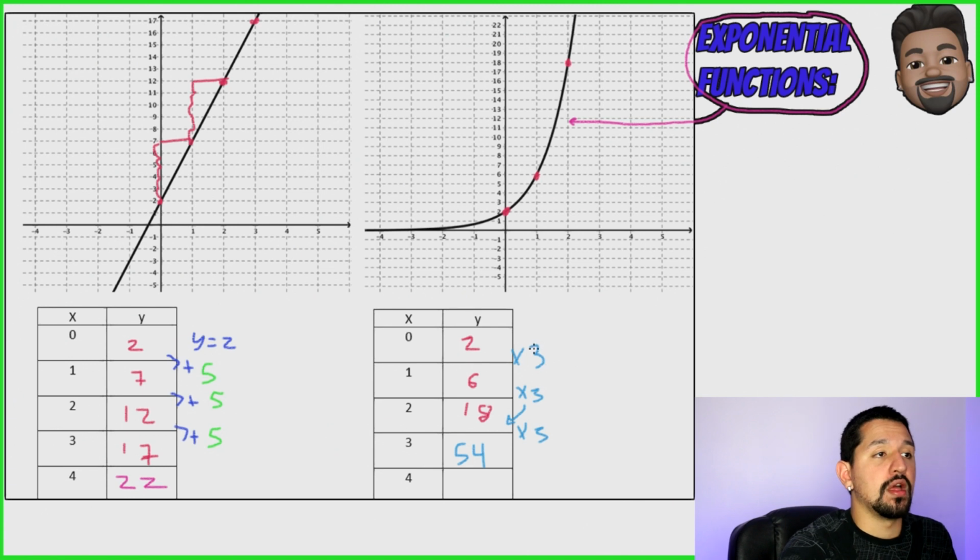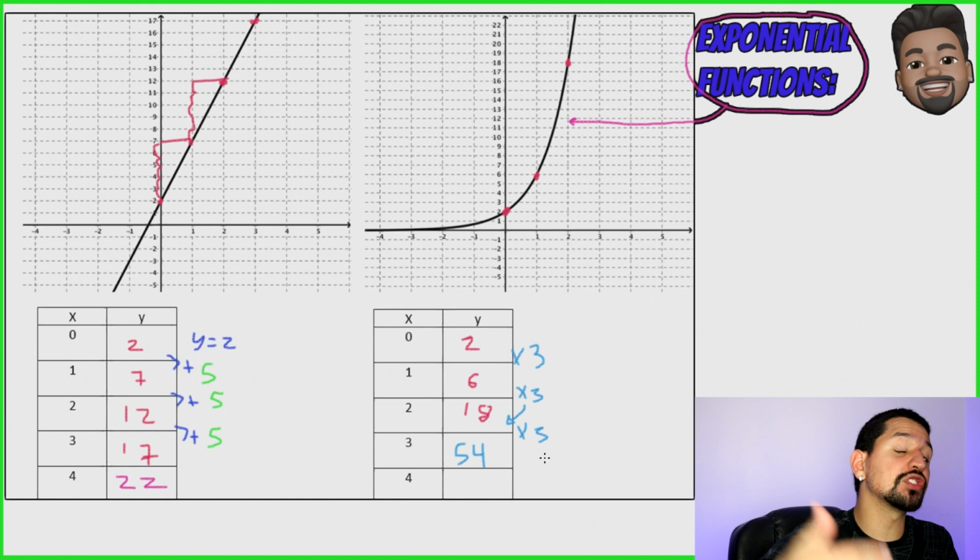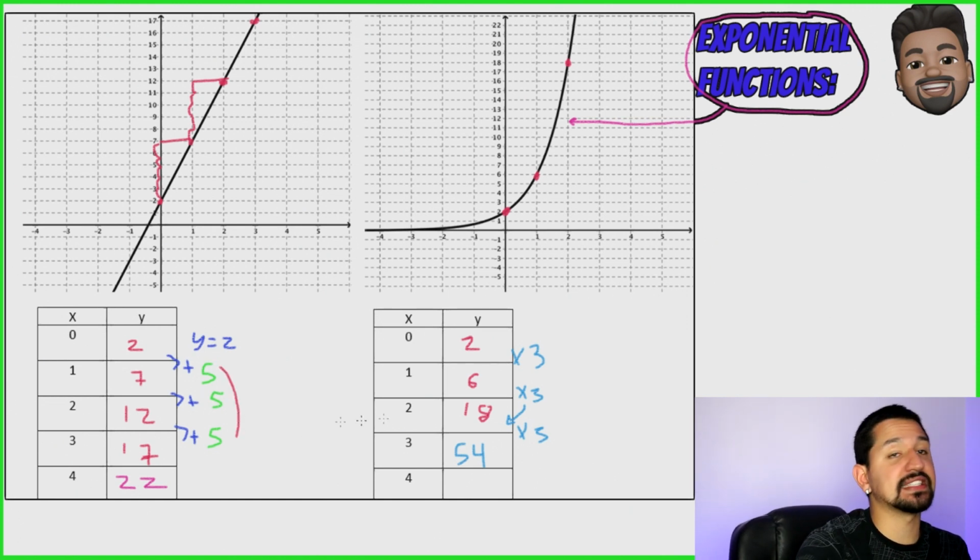So if you look here, things that are constantly multiplying by a number, where it's repeated multiplication, is exponential. When we have repeated addition, it is linear. So if I was to write the equation over here, let's finish it.